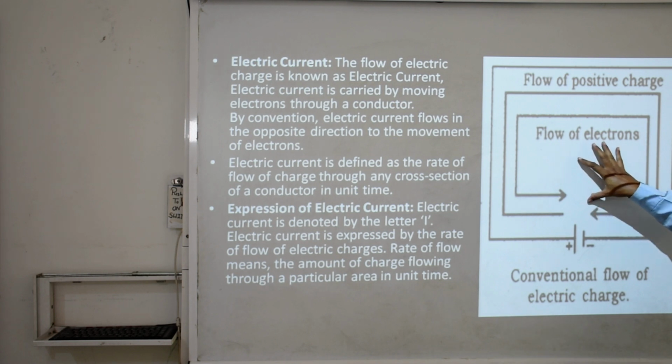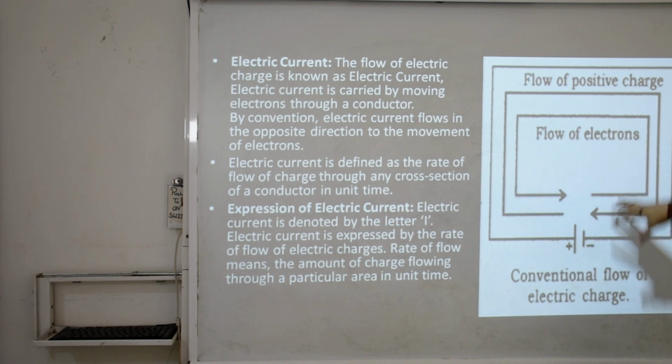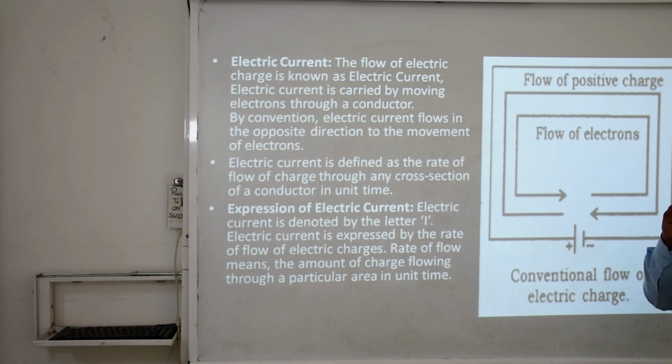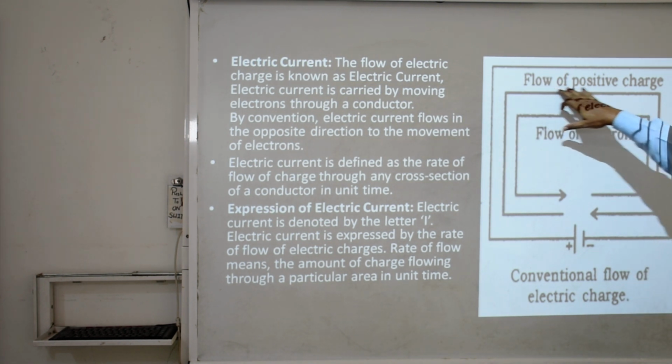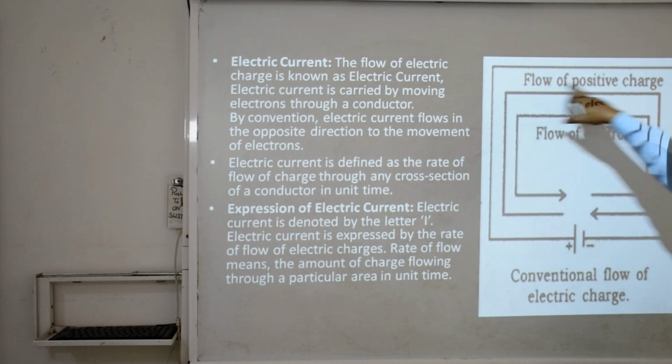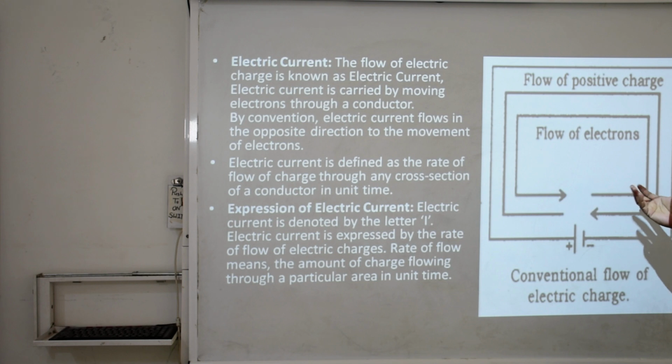Okay, just come to see this diagram. Here you can see the two terminals of the cell. This is the positive terminal and this is the negative terminal, clear. When you talk about the flow of positive charges, that will move from anode to cathode, clear. And the flow of electrons is from cathode to anode, clear.